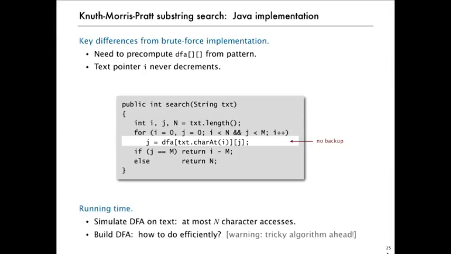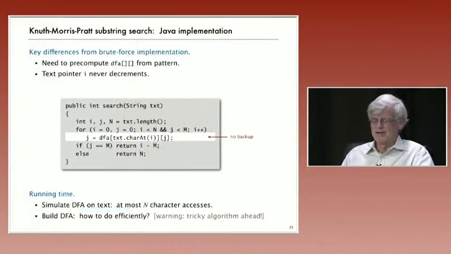So the running time is clearly linear, since all it does is look up an entry in the table for every text character. The key is, how do we build that table that drives the algorithm? And that's the tricky algorithm. So warning, this is definitely the trickiest algorithm we've looked at so far.